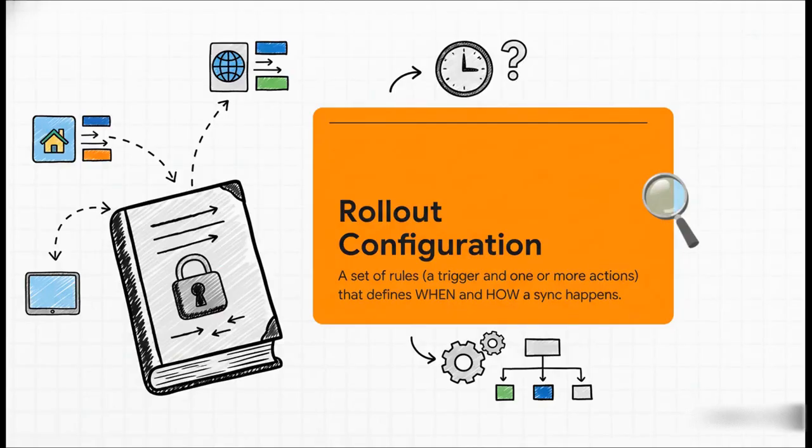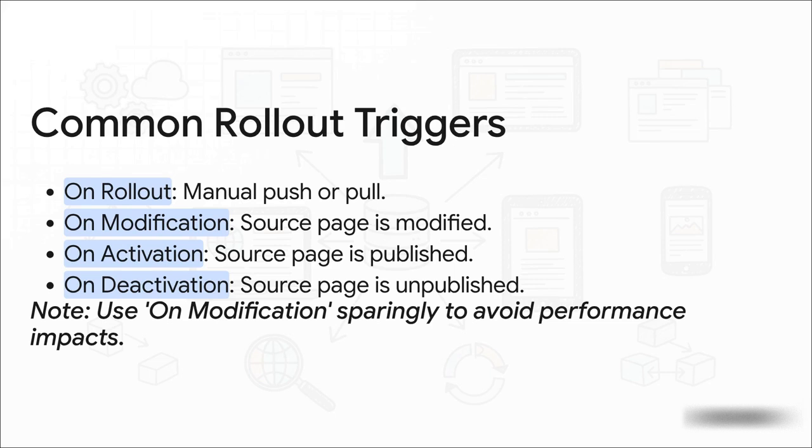And this whole process isn't just happening randomly, of course. It's all governed by what's called a rollout configuration. You can think of this as the official rulebook for your content. It's where you get to decide exactly when and how a sync happens. And it really just comes down to two things: a trigger, that's the when, and some actions, that's the what and how. So what kind of triggers are we talking about? Well, the most common one is just manual. An author clicks a button to roll out. But the really powerful part is you can automate it.